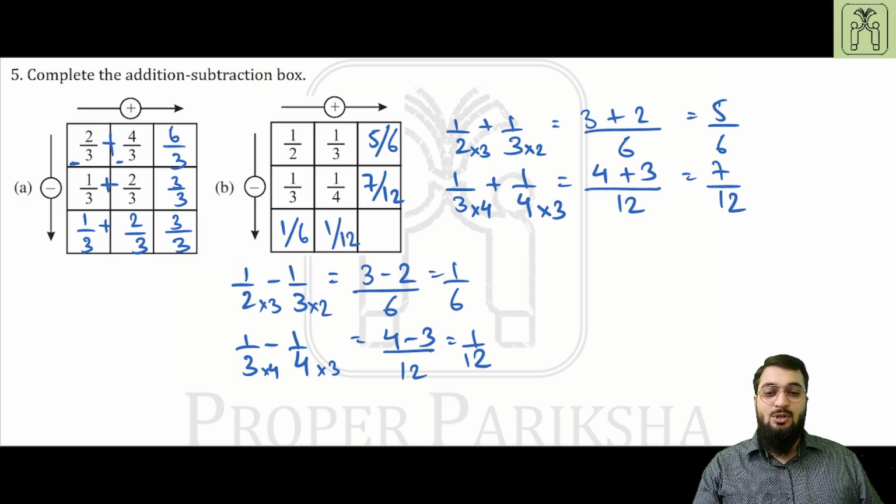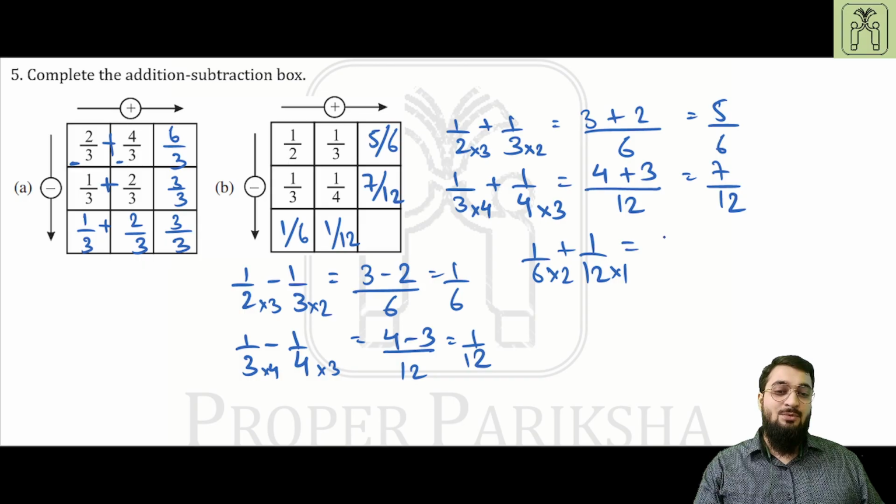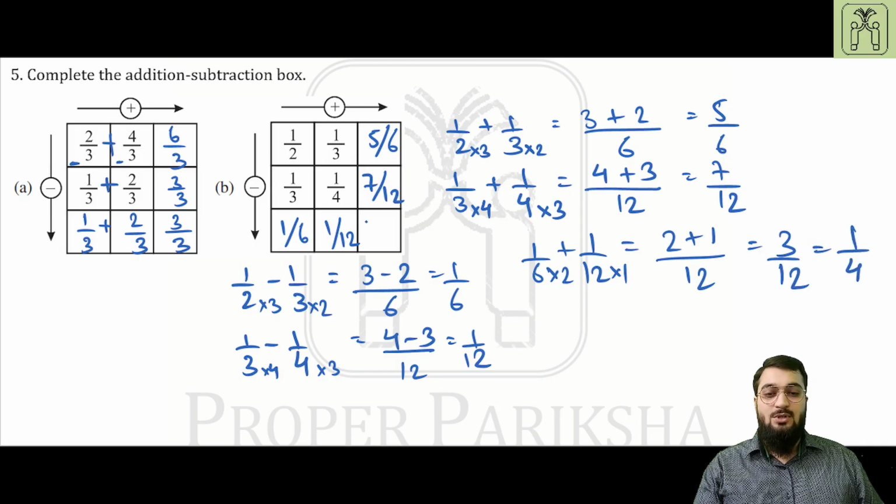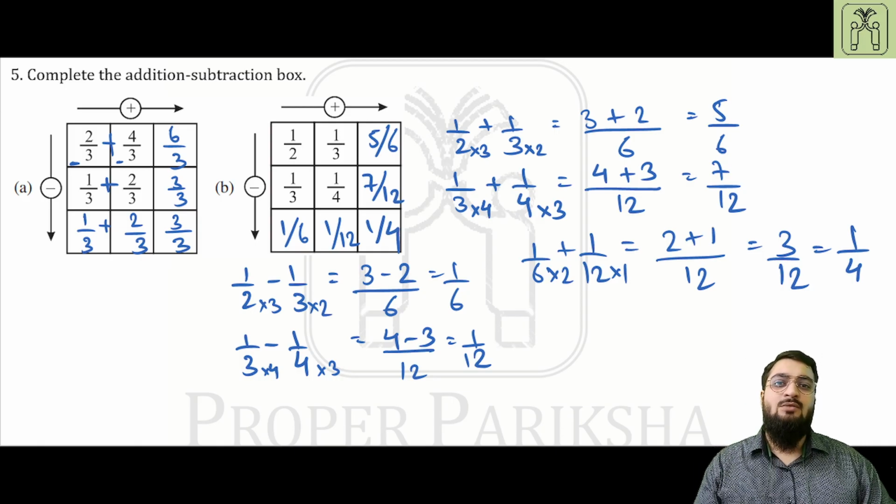Going back again to the column operation, that is 1 upon 6 plus 1 upon 12 equal to, and LCM will be 12, so 6 into 2, 12 into 1, and that will give 2 plus 1 upon 12, not 3, it will be 12. So 2 plus 1 upon 12 will give 3 upon 12, which can be further simplified as 1 upon 4. So this will be the answer. So the only two things which you have to consider while doing any algebraic operation, that is plus and minus.